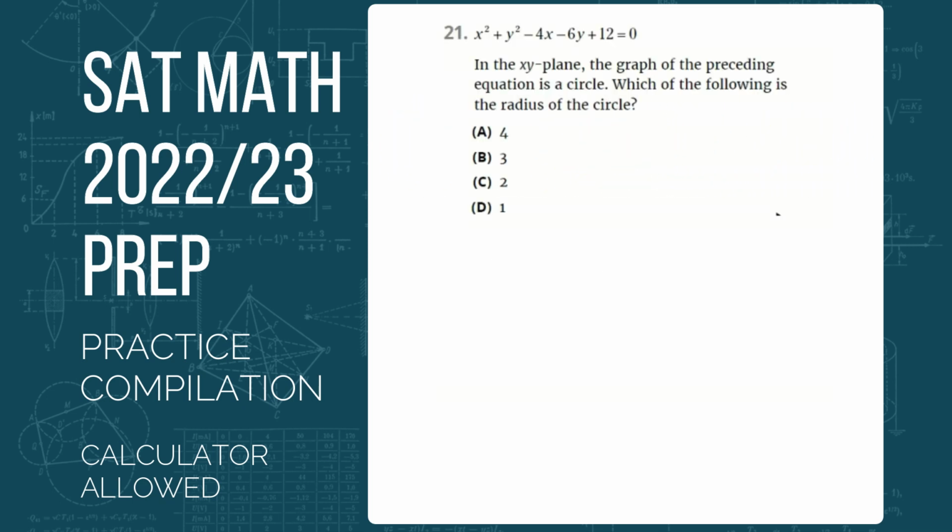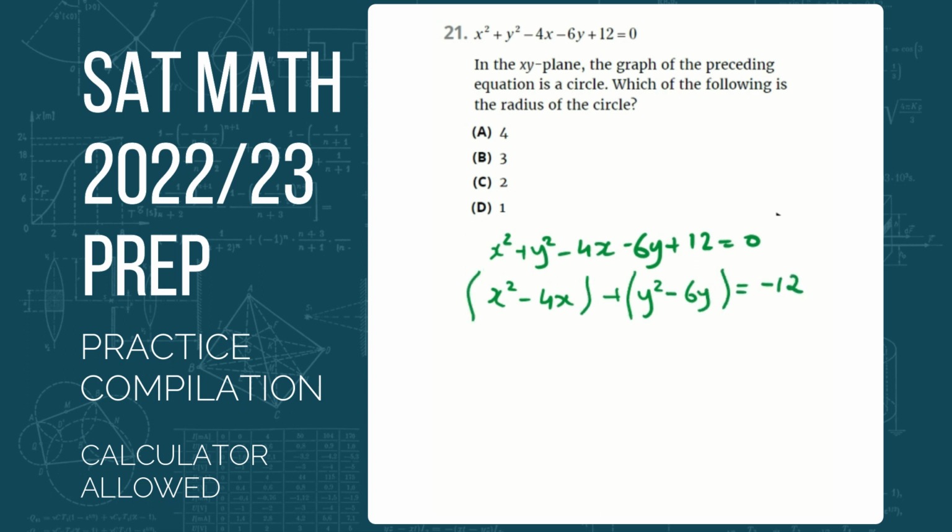x squared plus y squared minus 4x minus 6y plus 12 is equal to 0. In the xy plane, the graph of the preceding equation is a circle. Which of the following is the radius of the circle? x squared plus y squared minus 4x minus 6y plus 12 is equal to 0. x squared minus 4x plus y squared minus 6y will be equal to negative 12.